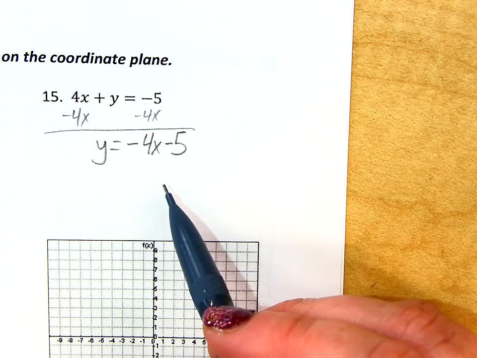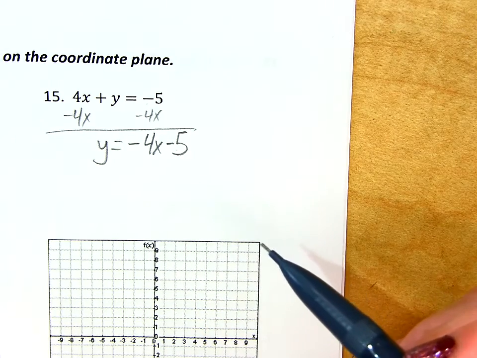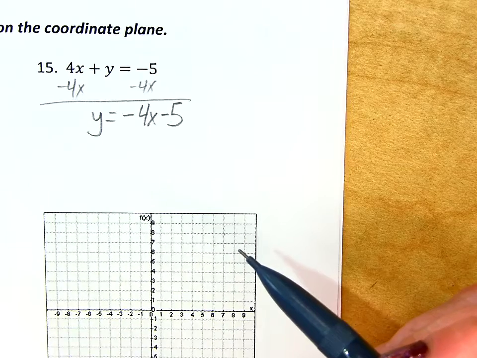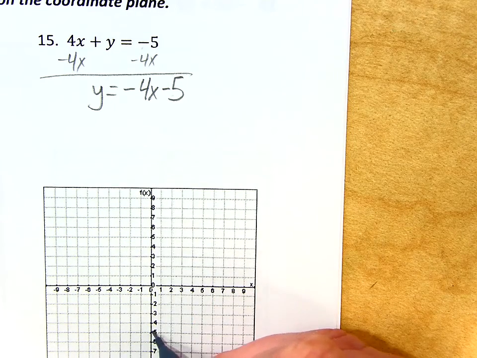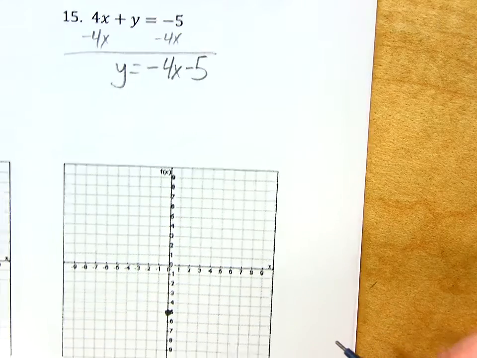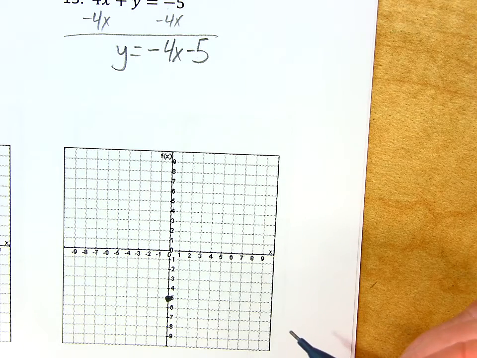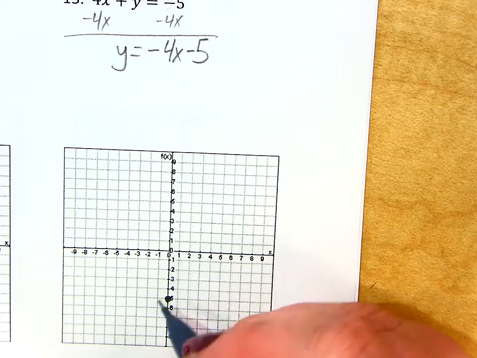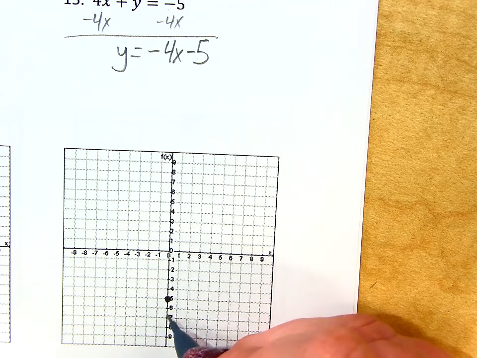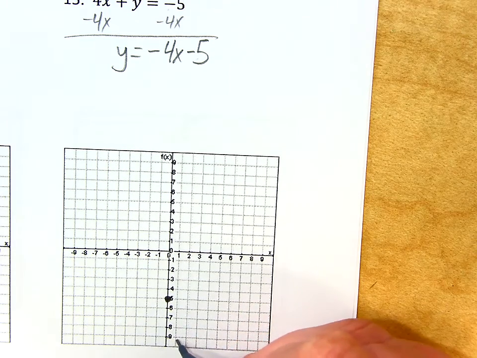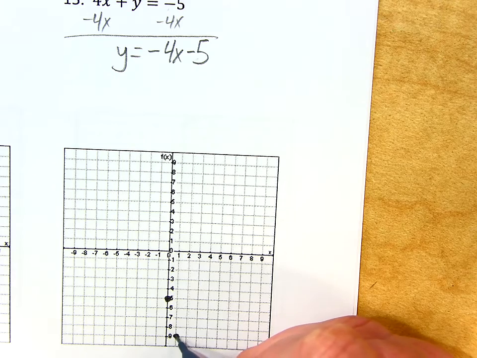So, I'm going to graph this thing. And I'm going to start at negative 5. Always on the y-axis, remember. Always, always, always on the y-axis. And then where does that slope tell me to go? Down 4, down 4 to the right 1, yes.